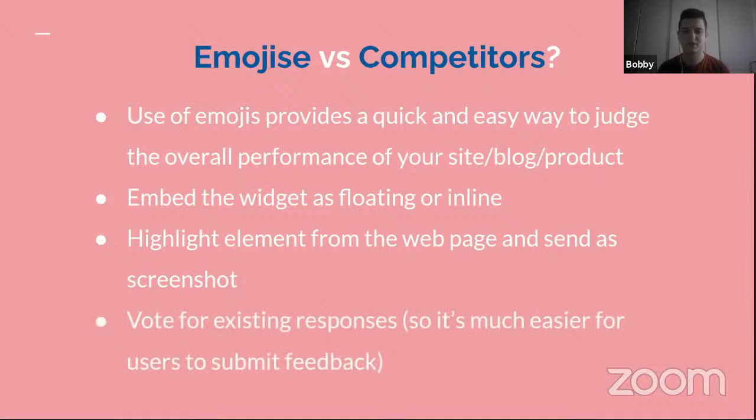And number 4 is you can now vote for existing responses. So rather than the user having to type their own response every time, say they found a problem on your website or they actually like your website, if someone else actually submitted a similar response before them, they can just vote for that existing response rather than having to type it up, which of course means that it's much easier for them to submit feedback. It means you'll get a lot more responses. And it means that you know what to prioritize, where to actually allocate your resources, because the more votes a certain response has, you know that it's more important and more users want that particular thing.